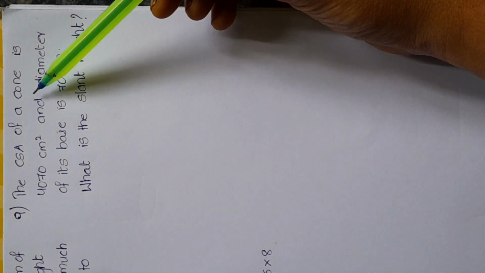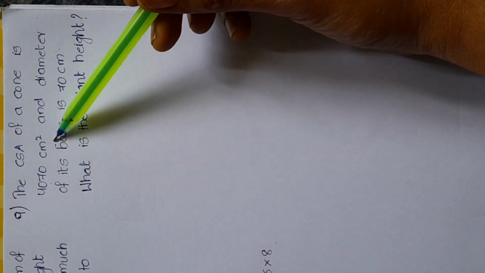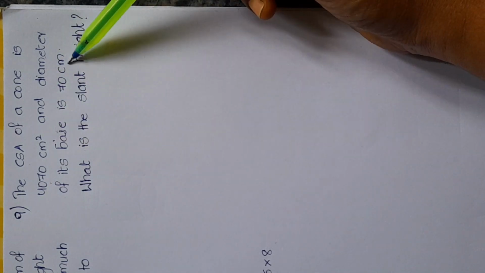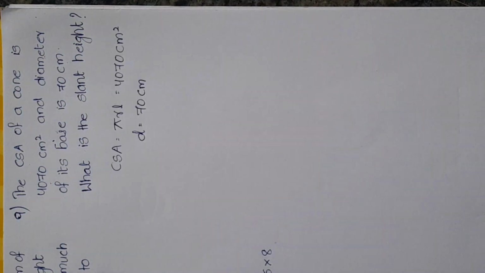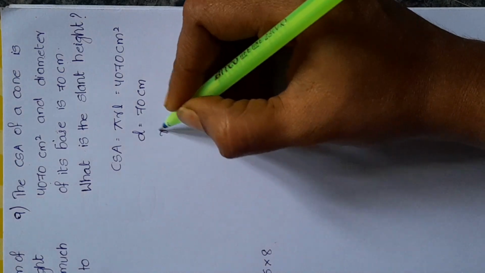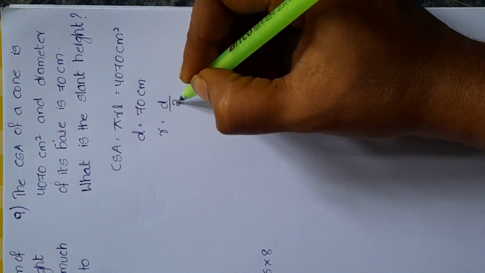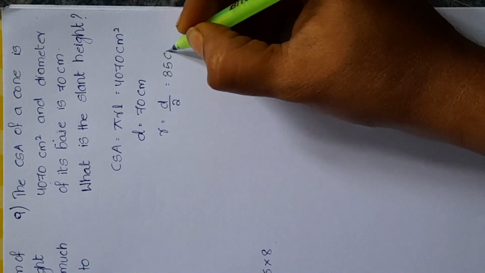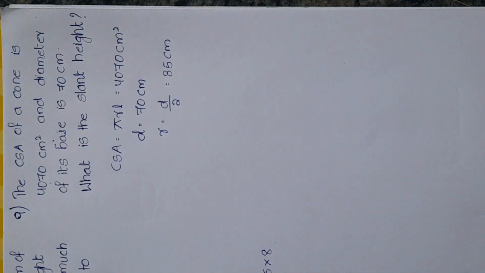Ninth question is, the curved surface area of the cone is 4070 centimeters square and the diameter of the base is given as 70 centimeters. What is the slant height? D is equal to 70 is given. So R is equal to D by 2, that is equal to 35 centimeters, the radius of the cone.